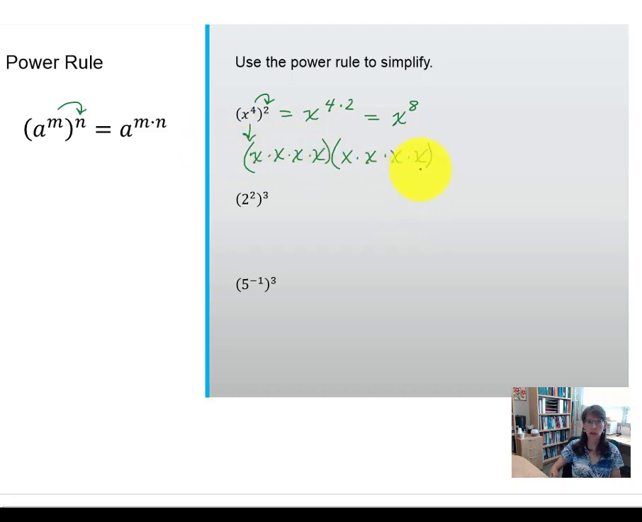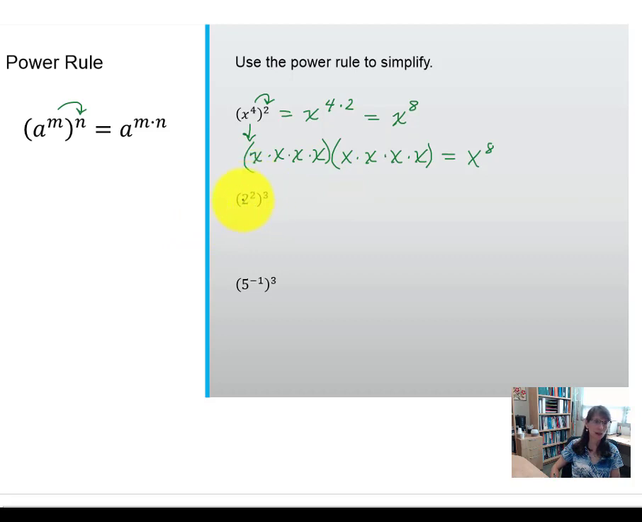How many x's do you see? Well, there's 4 there and 4 there, so we have x to the 8th. Notice how it's the same answer, but it's a lot faster just to multiply. So at least you can see maybe why it works to multiply. Our next example has a numerical base.